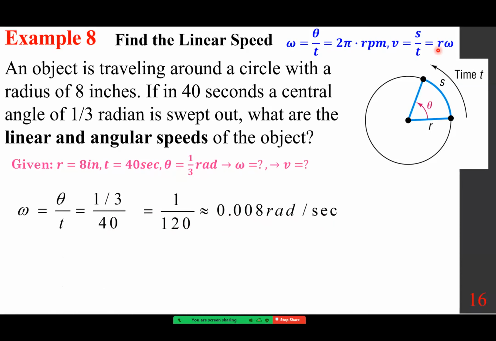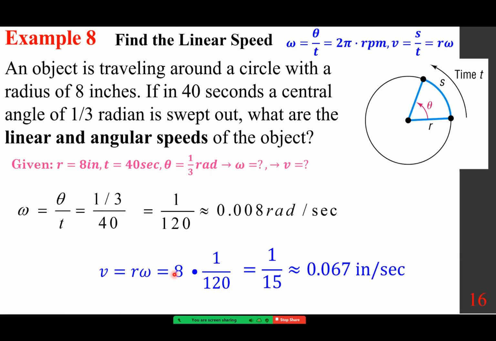And V is R omega. R is 8. For omega, let's use 1 over 20 because it's exact. And 120 is divisible by 8, so it becomes 1 over 15. Again, this is exact. And then with a bunch of decimals, normally they ask you how many decimals. If they don't, you want to go with many, many decimals to be on the safe side. And it's inches per second. So the linear velocity is 0.067 inches per second.